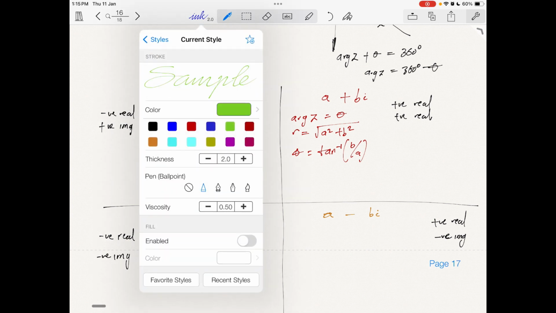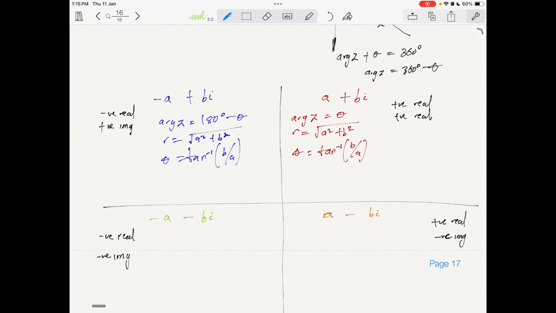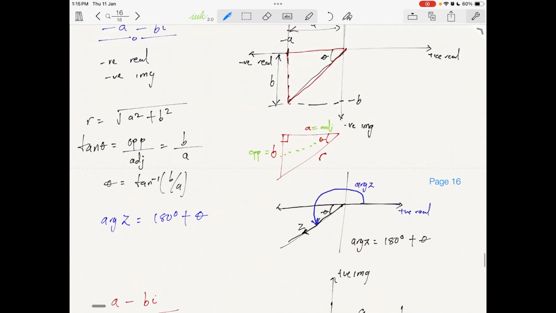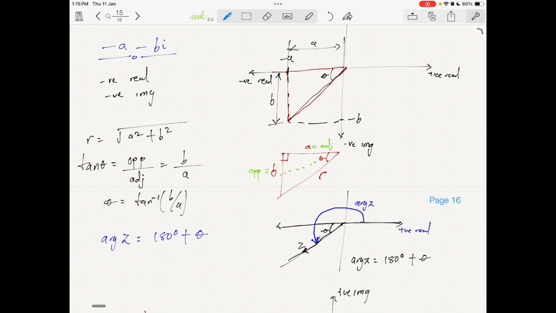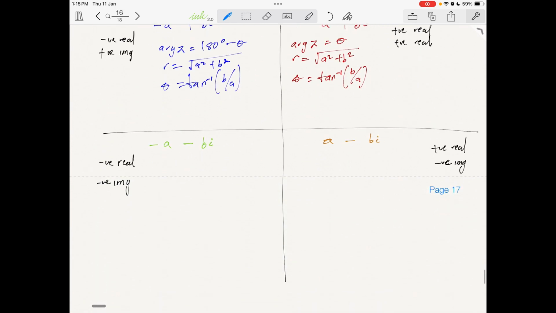Now let's go to minus a minus bi. We have that our r is the square root of a squared plus b squared. Our theta is arctan b over a, and our argument Z is 180 degrees plus theta. So come here and effect it. Our argument Z is 180 degrees plus theta. Our r is the square root of a squared plus b squared, and our theta is arctan b over a.